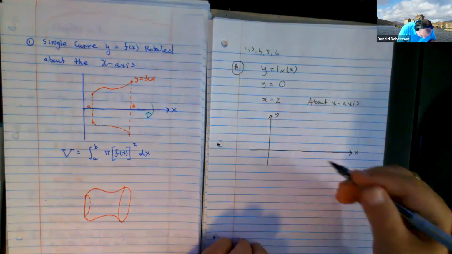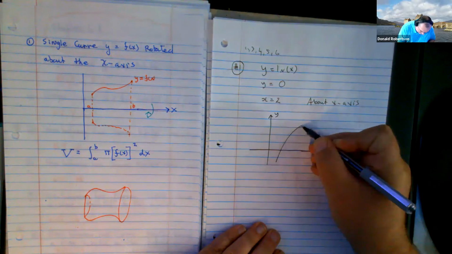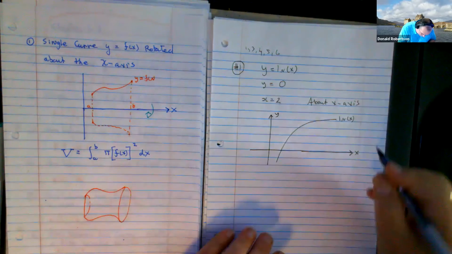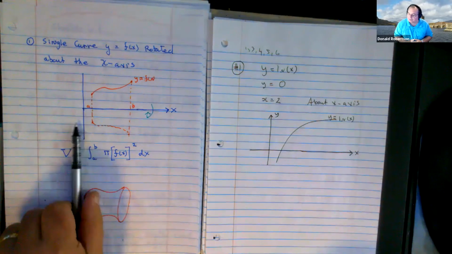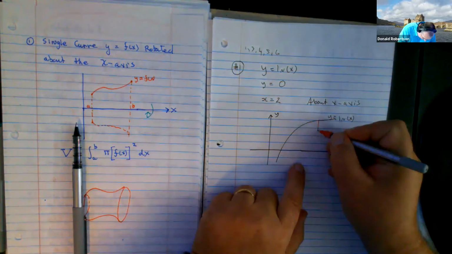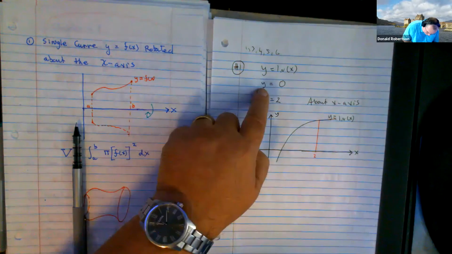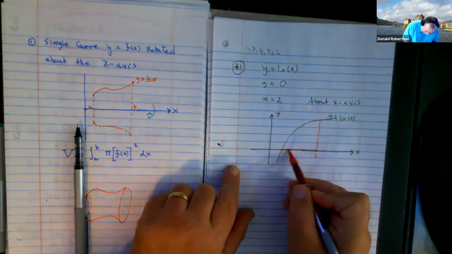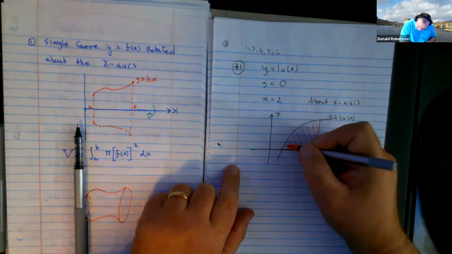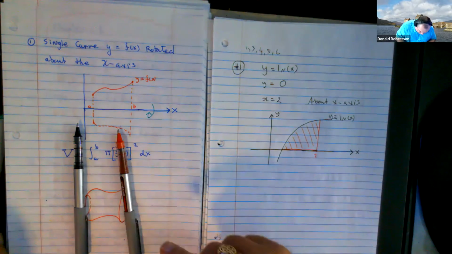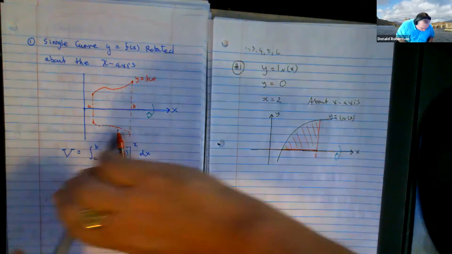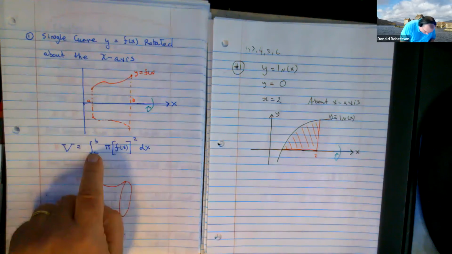So I want you to imagine I went into Desmos, and that's what the natural log of x would look like. I'm pretty comfortable about the shape. That's log x. Now, x equals 2 is about here. And y equals 0 is just another name for the x-axis. So the region that we are going to be rotating is that region there. And it's going to get rotated about the x-axis.